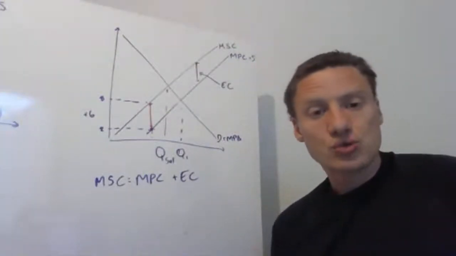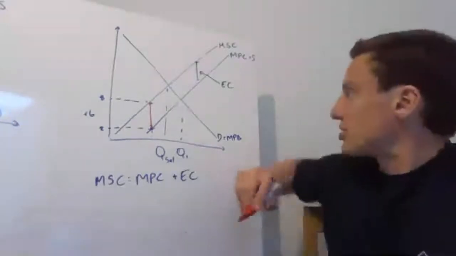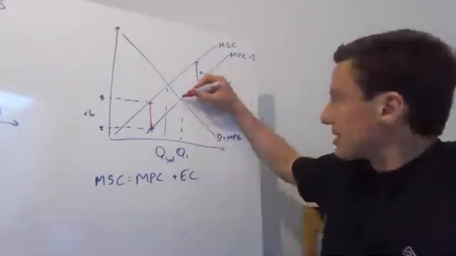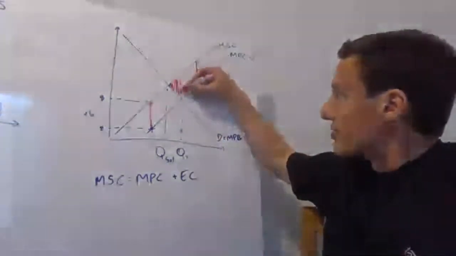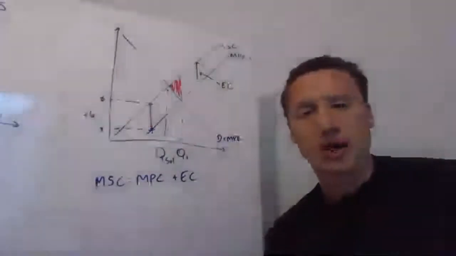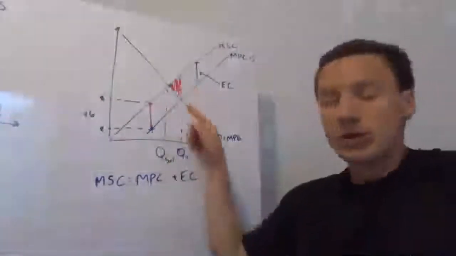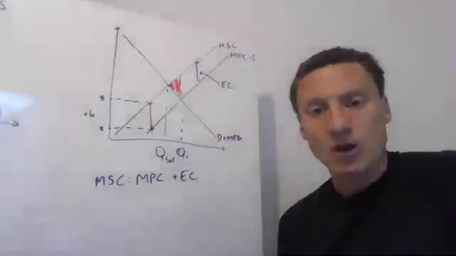The answer then to the multiple choice question, I don't think anybody got wrong. Basically, you just needed to find the area of that particular triangle, which was £40. That triangle there, by the way, is the welfare loss.